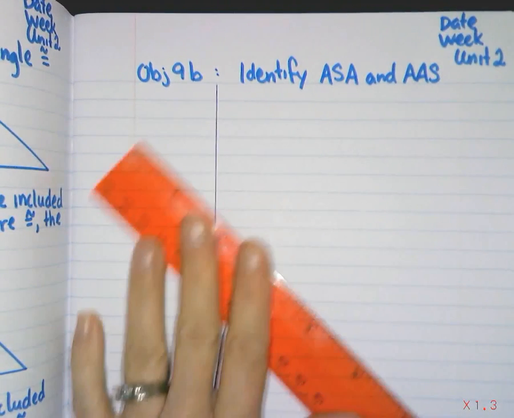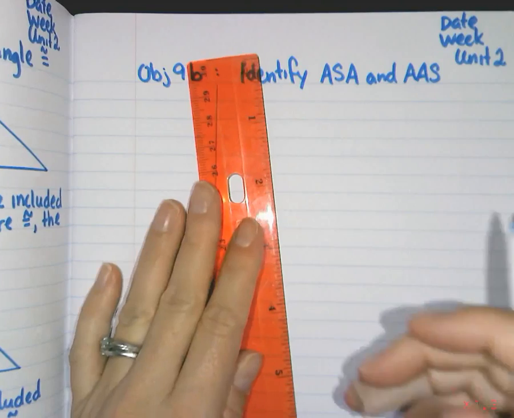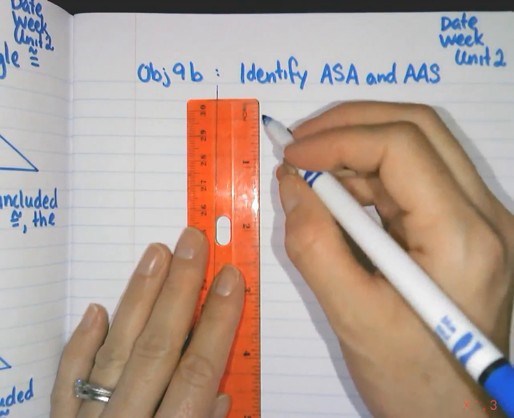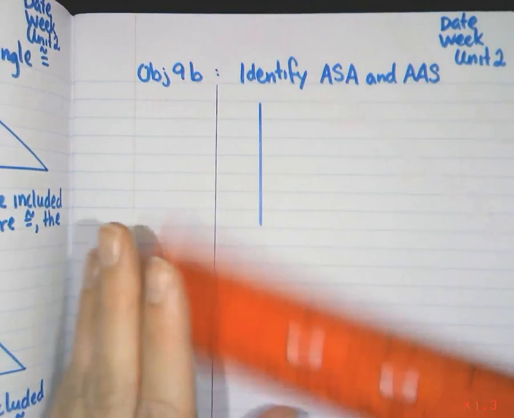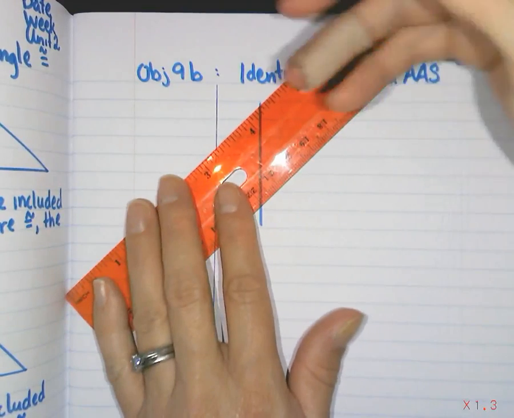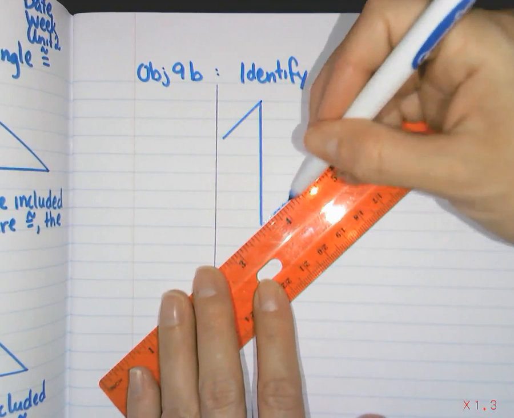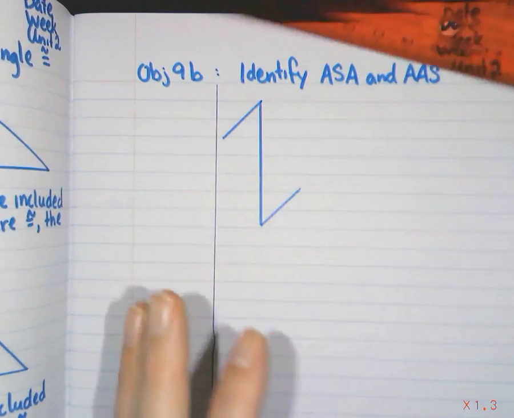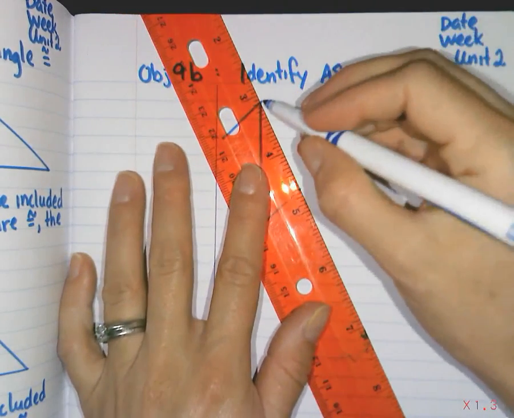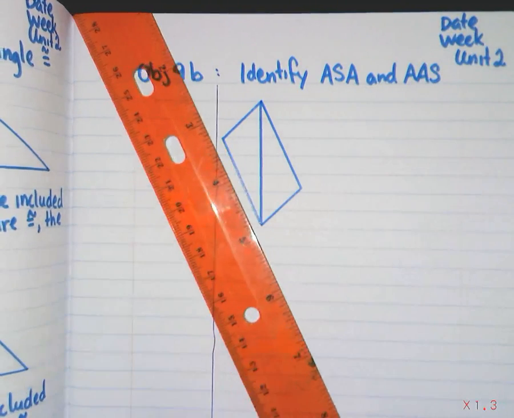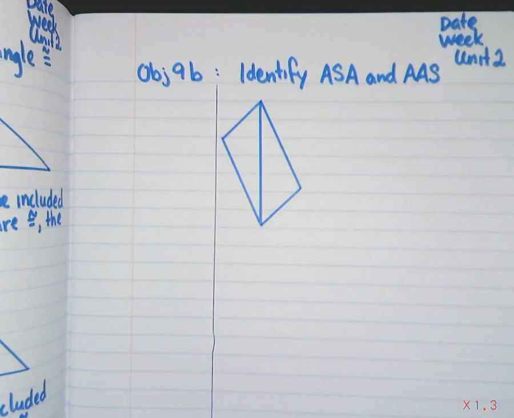And on this one, you want to have your straight edge handy, of course, anytime we are drawing examples. And we'll be doing a lot of that. We're talking about congruent triangles. So anytime you're trying to prove that triangles are congruent, and we won't be proving here, we'll just be identifying whether it's an angle side angle or an angle angle side.